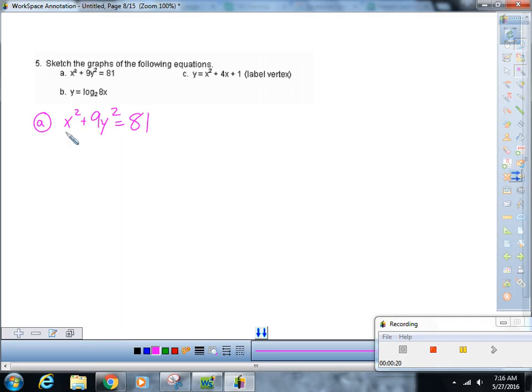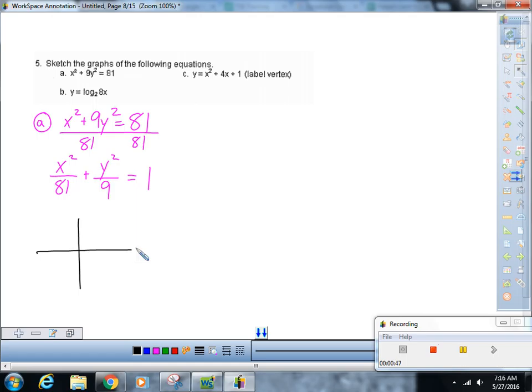So what you want to do here is divide both sides by 81, and you get x squared over 81 plus y squared over 9 equals 1. And that is the equation for an ellipse. If you think about some critical points here, if you put in 9 for x, you get 9 squared is 81. That's a 1. So 9 comma 0 is one of our points. Similarly, negative 9 comma 0 will be on this graph.